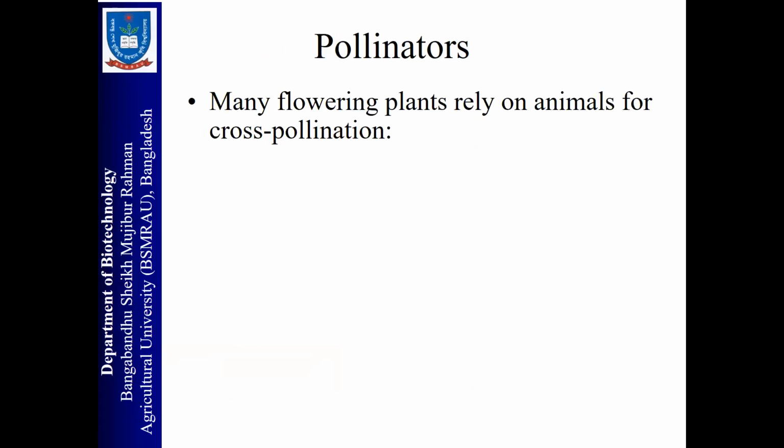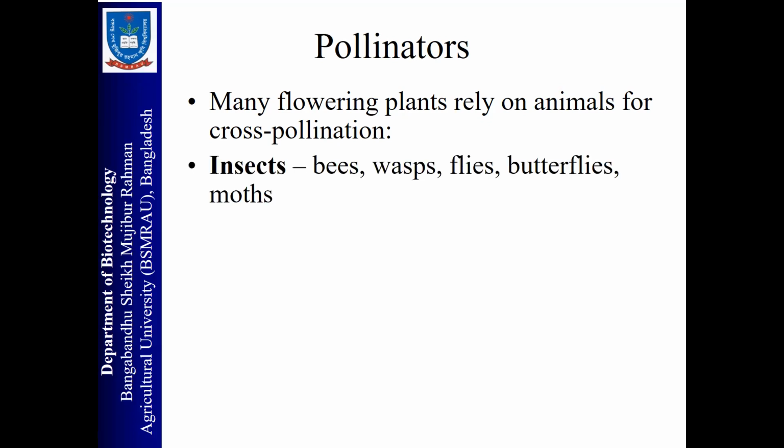What are pollinators? There are many types of pollinators. Many flowering plants rely on animals for cross-pollination. There are two types of plants, cross-pollinating plants and self-pollinating plants. But cross-pollinating plants need pollinators, some aid. Pollinators can be living organisms or non-living. For example, wind can act as a pollinator.